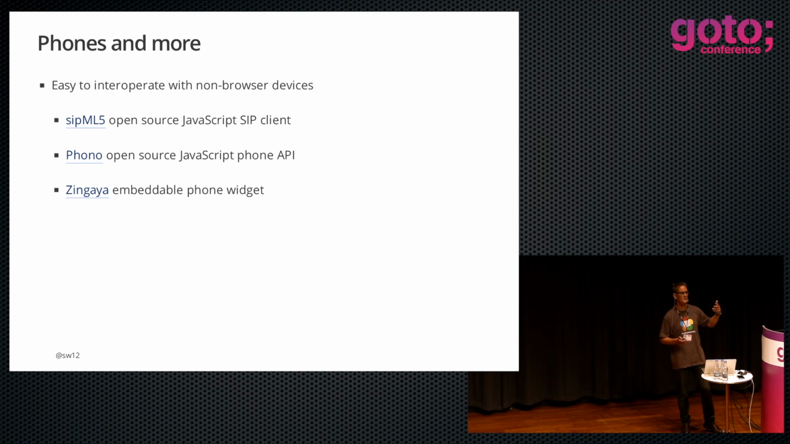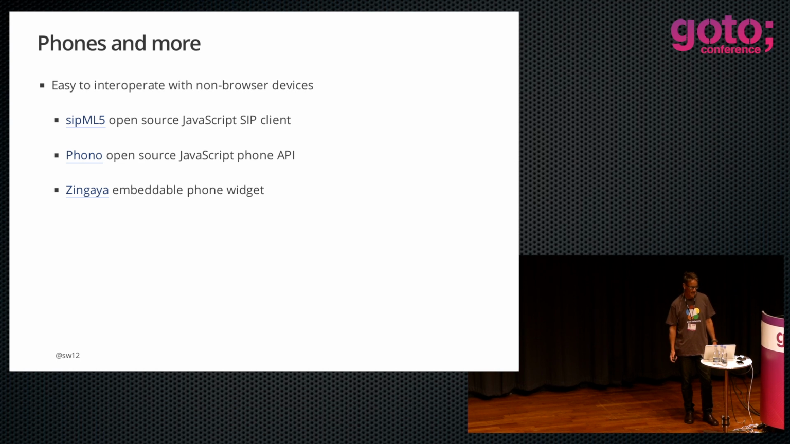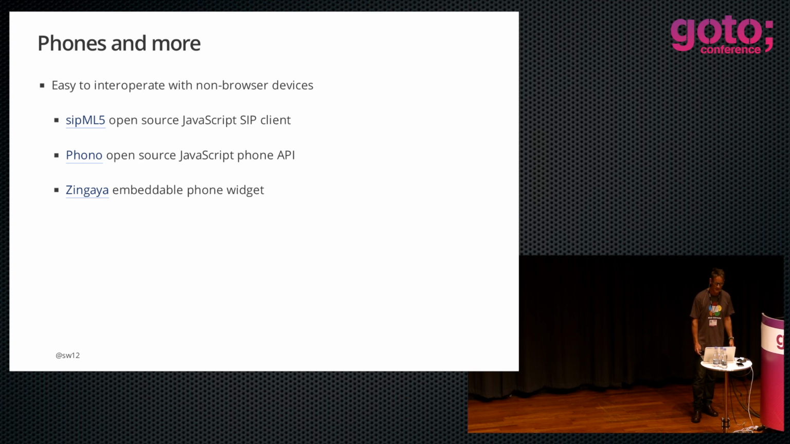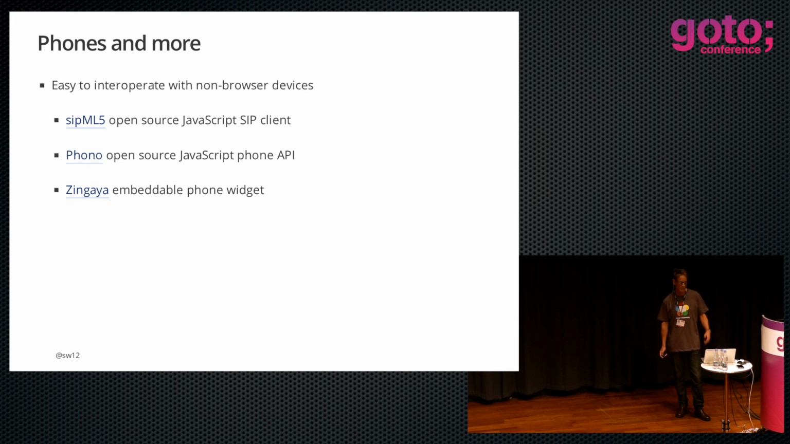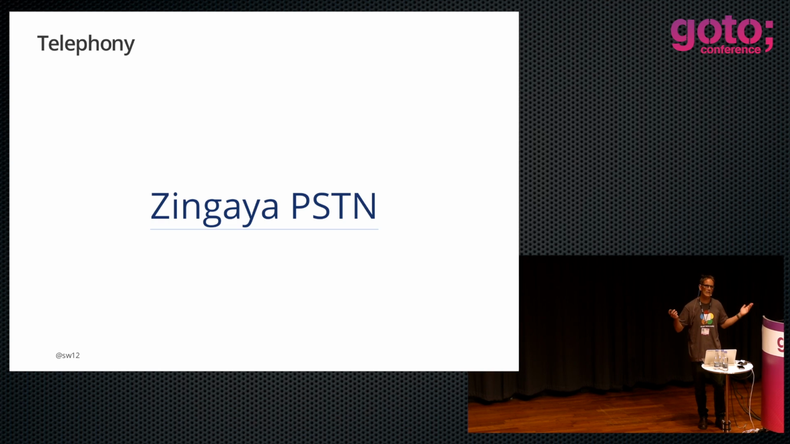So WebRTC has been designed for these different topologies, but also to enable communication with the outside world. In particular, thinking of phone systems, there's a stack of stuff that's been implemented to enable WebRTC to work with SIP clients. This is like voice over IP and video conferencing systems. And also some phone APIs from Phono, which is integrated with jQuery, and the Zingaya embeddable phone widget. Check that out to connect to PSTN, the plain old phone network.